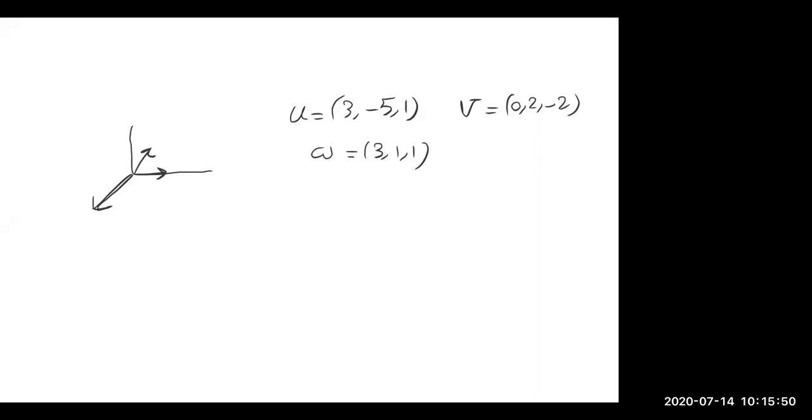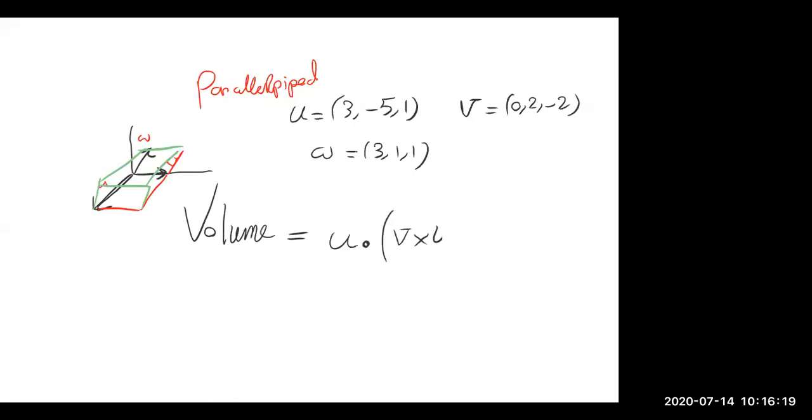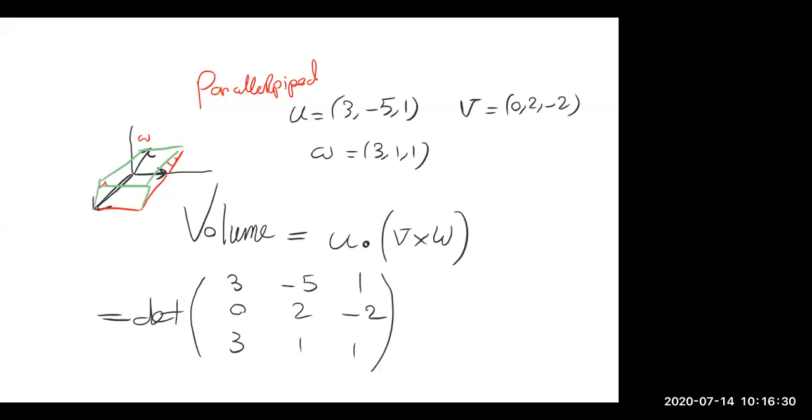Look at the parallelepiped constructed by u, v, and w. It would be something like this, though it's hard to draw. If they ask us to find the volume of that, we would say it is u dot v cross w, which is the determinant of 3, -5, 1; 0, 2, -2; 3, 1, 1. And we did it. It was 36.